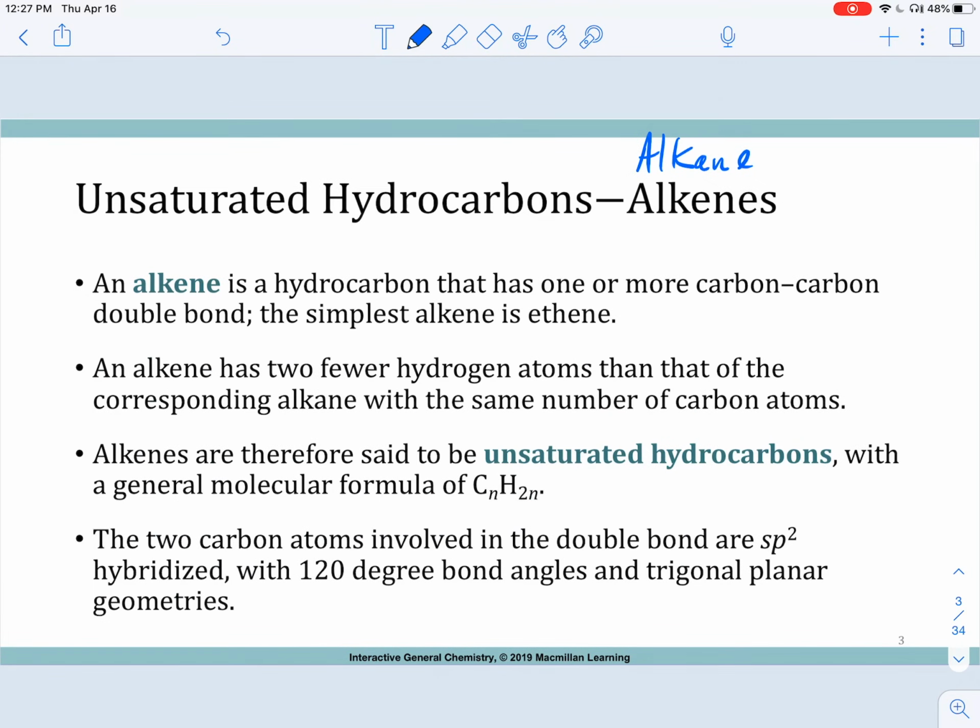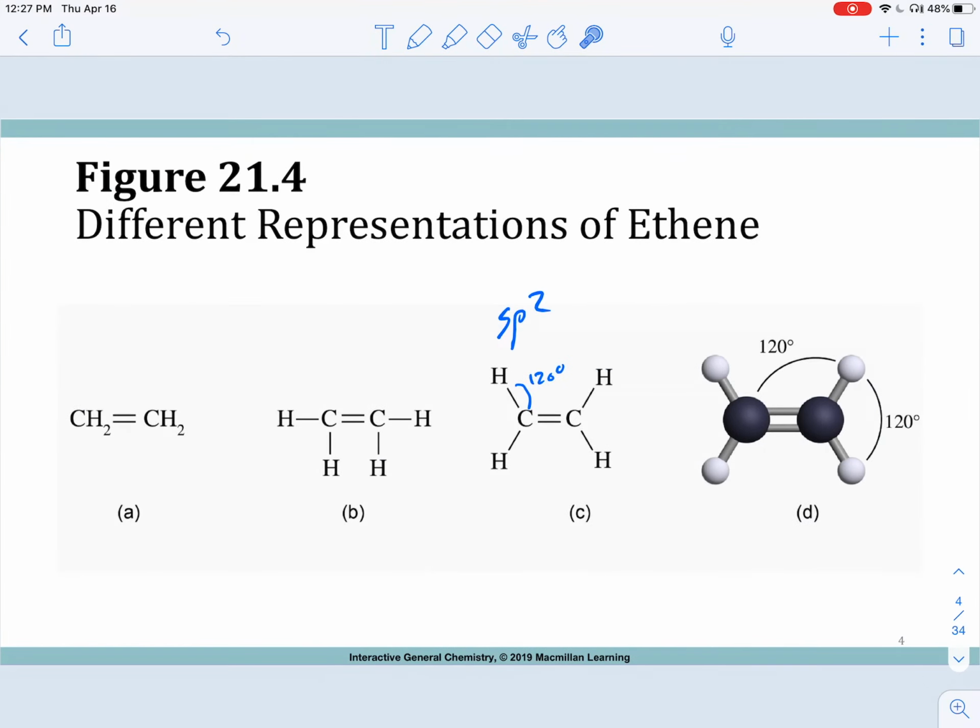If you go back to this slide here, it says the 2 carbon atoms involved in the double bond are sp2 hybridized with 120-degree bond angles and trigonal planar geometries. So when we learned about Lewis structures and predicting geometry, this carbon center right here has 3 bonding groups and no lone pairs. That means the lowest energy stabilization is this 120-degree bond angle between all of these. So it's a flat molecule. This is looking at it top down here, 100% flat molecule.